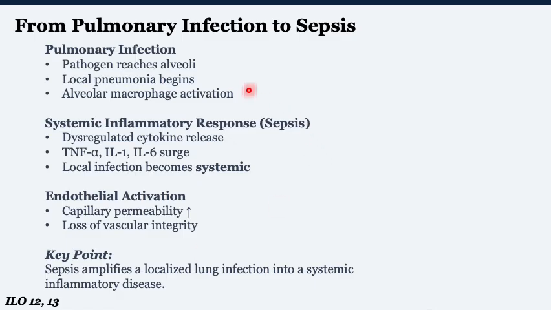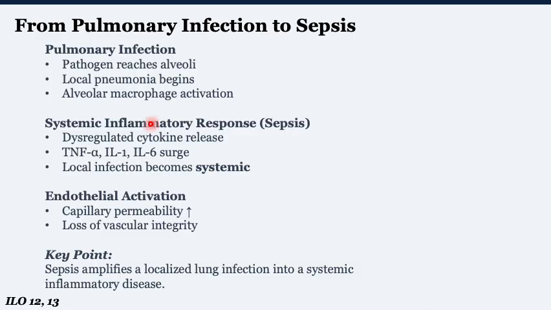Okay, and so the last few slides that we're going to talk about, we're going to hit on what happens when you have a pulmonary infection and it doesn't improve and it continues to progress. So basically from pulmonary infection to sepsis. And I do want you guys to remember the definition of sepsis. That was in one of Dr. Lawrence's first slides or first lectures.